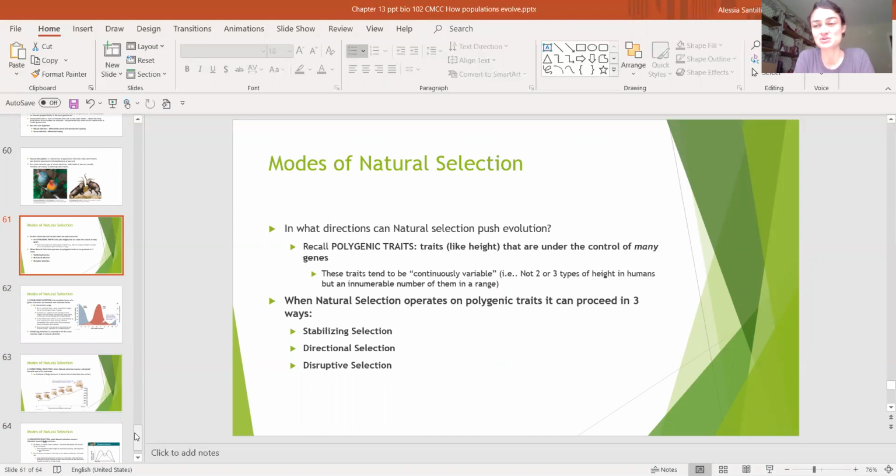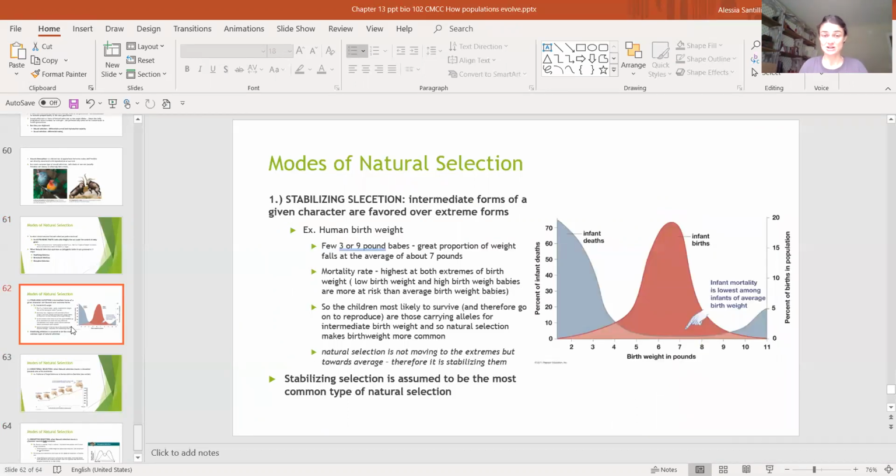If you remember, polygenic traits, like height or skin color, are under the control of many genes. So we don't really have 2 options, right? We have a variety of different nuances and hues of options, a variety of different heights, skin colors, hair colors, etc. Those are polygenic traits because more than one gene is affecting them. So natural selection working on these polygenic traits can proceed in 3 ways. We can have stabilizing selection, directional selection, or disruptive selection.